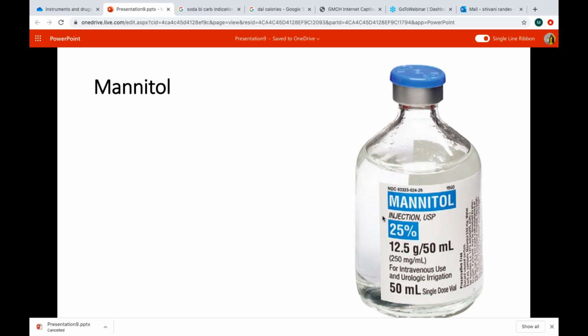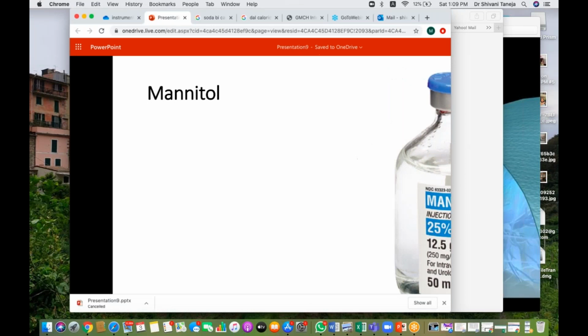So for example, here I have this picture of mannitol. So it comes in different strengths. This one is 25%. What is the indication of using mannitol? Who is going to tell me?